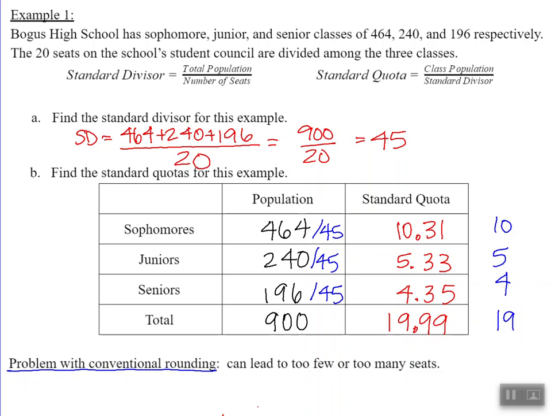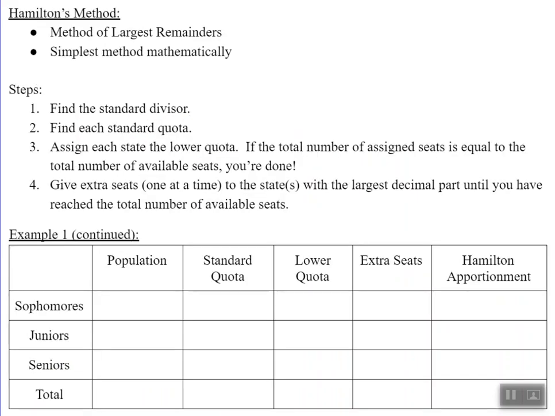So there are a variety of methods to deal with this rounding problem. The first one we're going to look at is Hamilton's method. Hamilton's method is also known as the method of largest remainders, and mathematically it is the simplest of all of the methods we're going to look at.